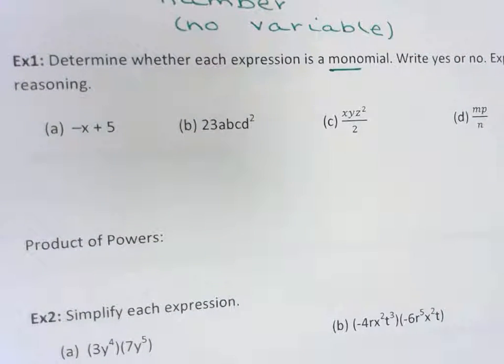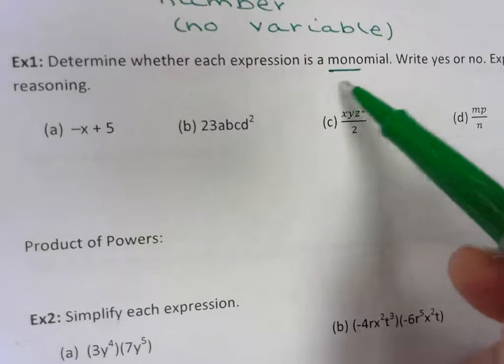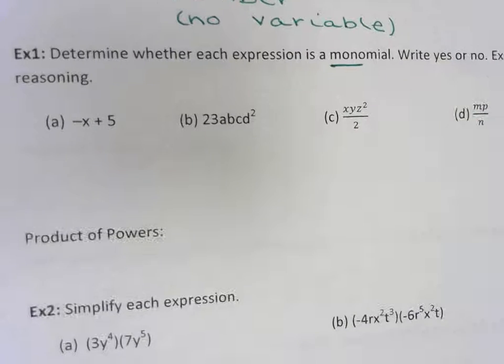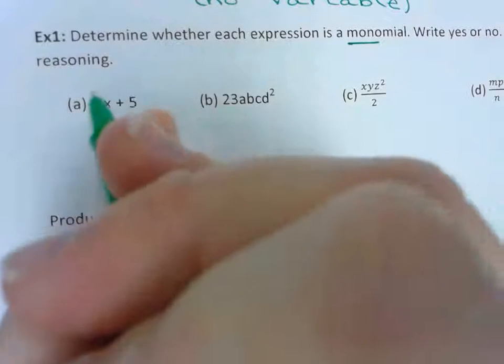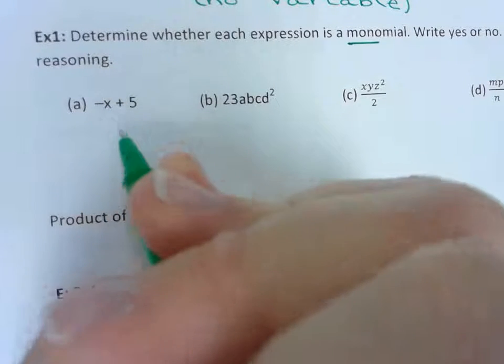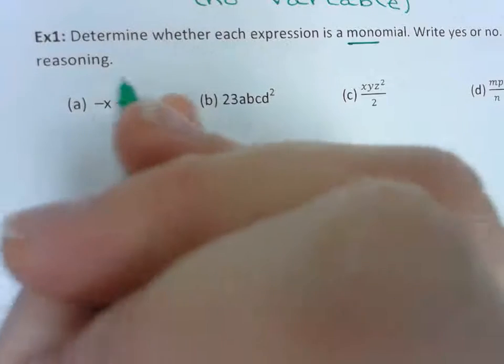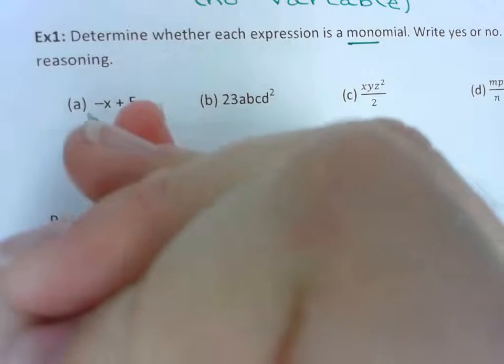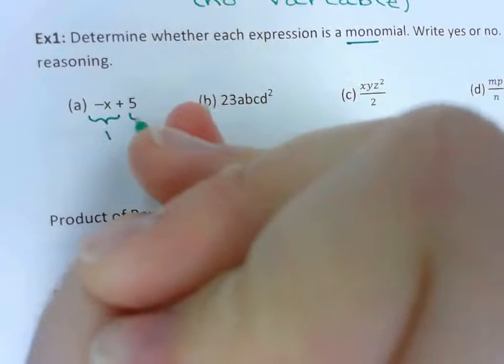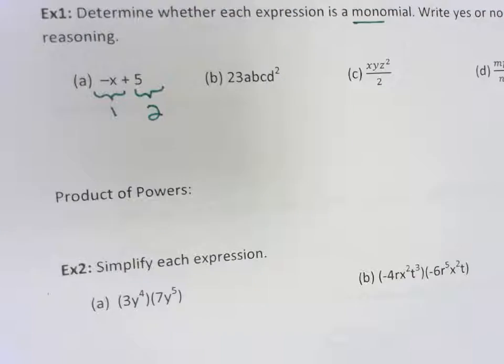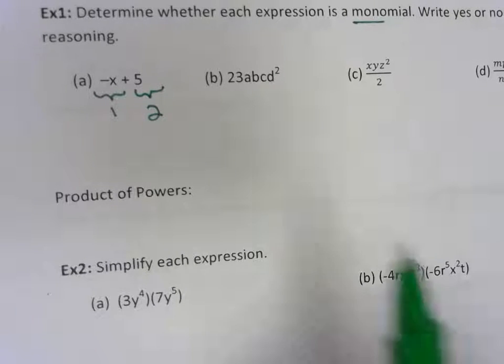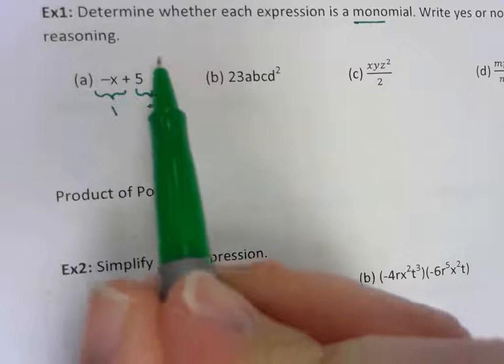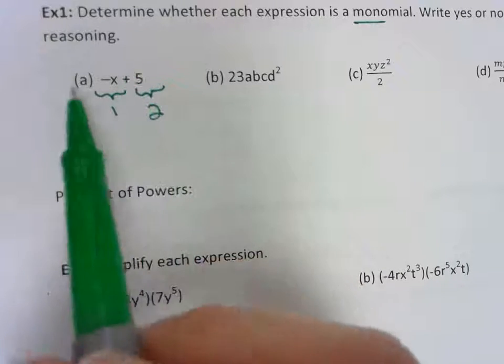Mono, and any Latin people in here? Oh yeah, maybe. That's a prefix. So mono means one, so one term. As I look at example A, how many terms do I have here? A term is separated by plus or minus. Here's one term, and there's two terms. So negative x is one term, 5 is my second term. So I have two terms.